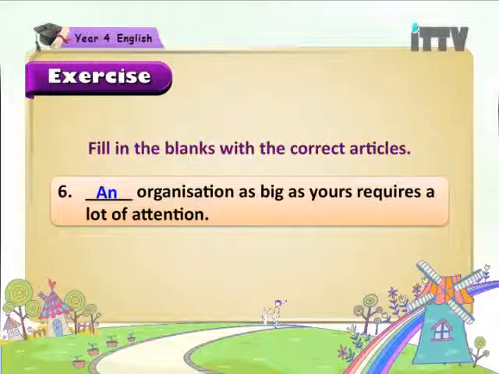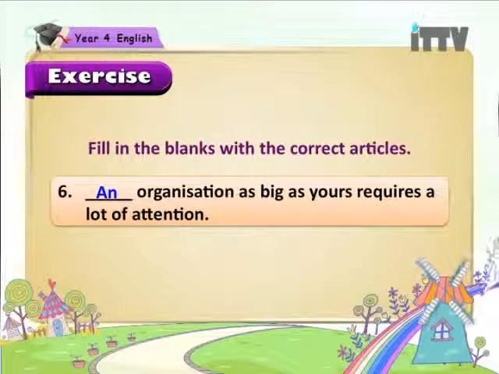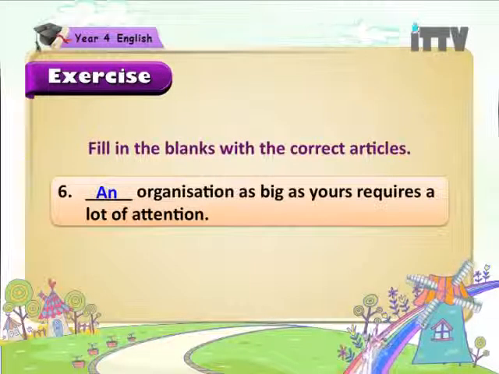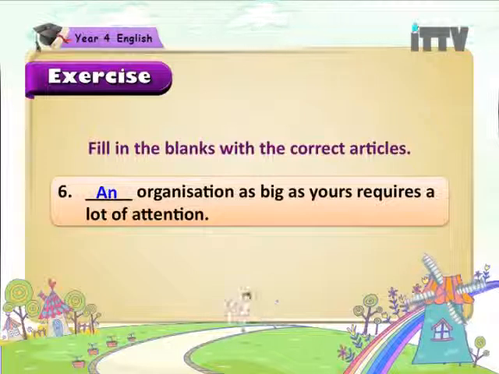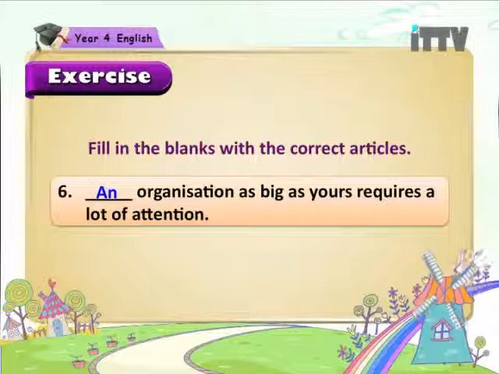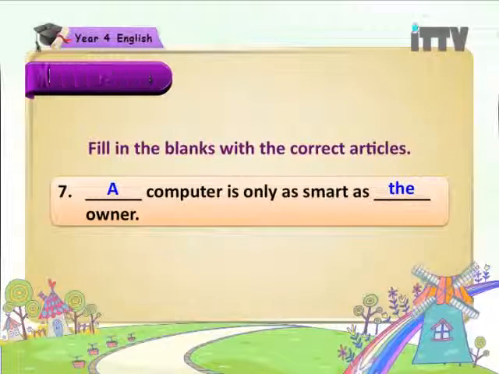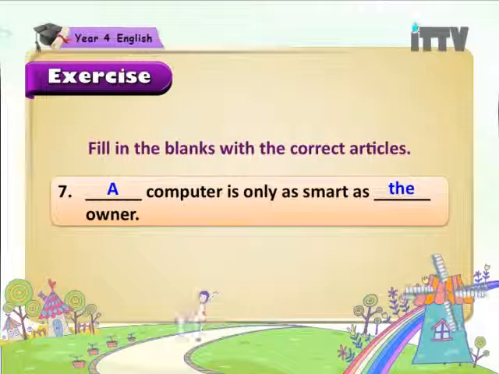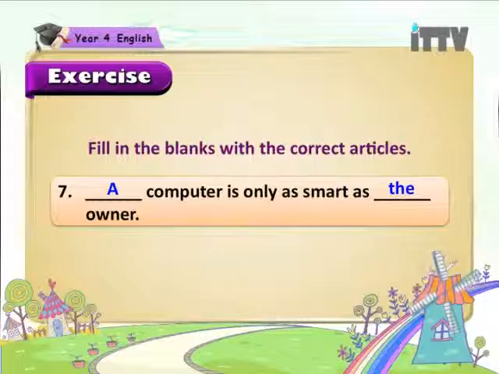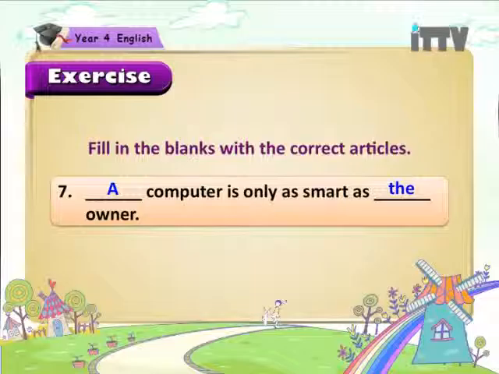An organization as big as yours requires a lot of attention. Now we use an organization because it is a vowel sound, an organization. A computer is only as smart as the owner. Now we use a computer because you're talking about one computer. And we use the owner because you're talking about a specific owner.